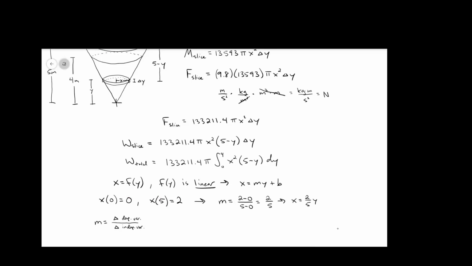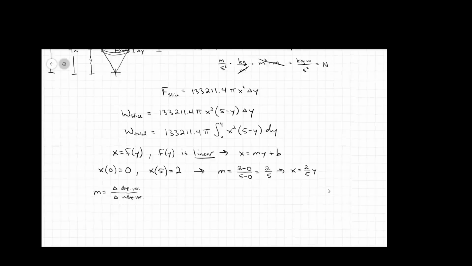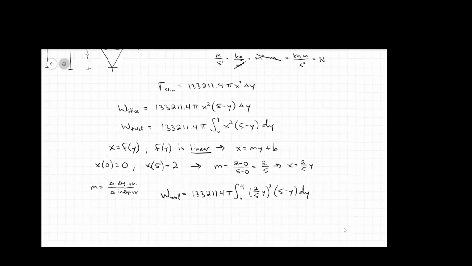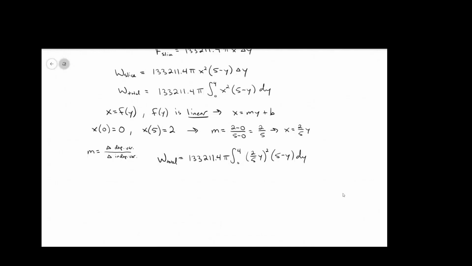Okay, now we've identified what that x is. So now we can come back to the integral and ask, what's the total amount of work? It has to be this number, 133,211.4 pi, integral from 0 to 4 of x squared. But now we know what x is. x is 2/5 y, so x squared times (5 minus y) dy. So we finally reached the point where we have an integral that we can actually evaluate. So let's evaluate that.